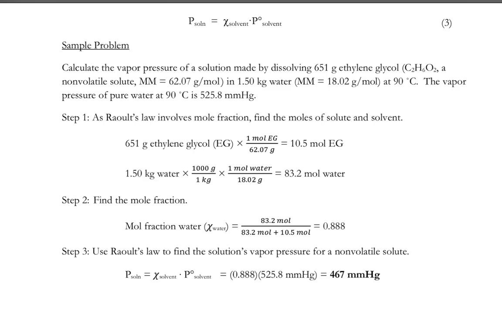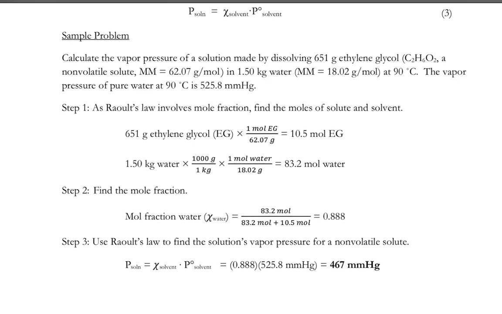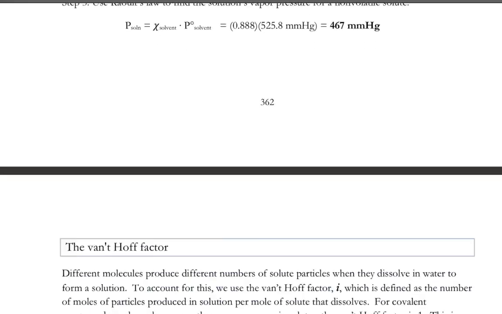So now we use Raoult's law to find the vapor pressure, the one that we're after. So the vapor pressure of the solution is chi of the solvent, 0.888, times the pressure of the pure solvent, 525.8 millimeters of mercury, or 467 millimeters of mercury. So it's a little bit lower than that of the pure water.